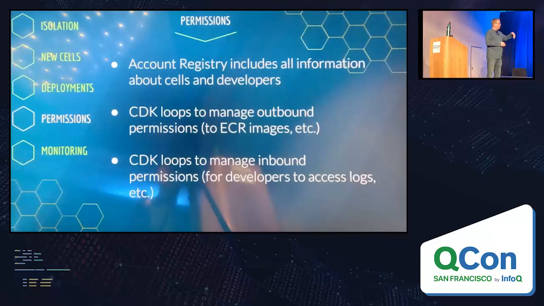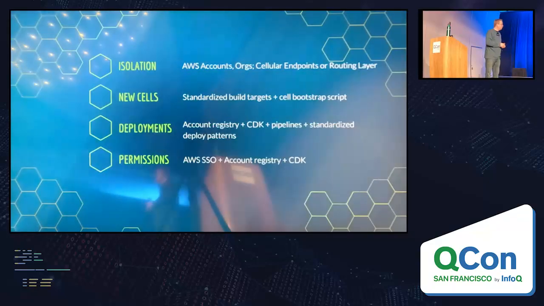And in the other direction, we can loop over all the developers in the cell registry and give them all access to the logs and stuff in the cell accounts. So that's all we really did for permissions.